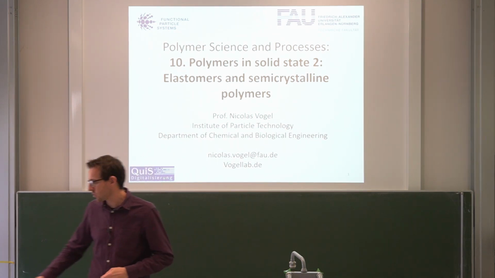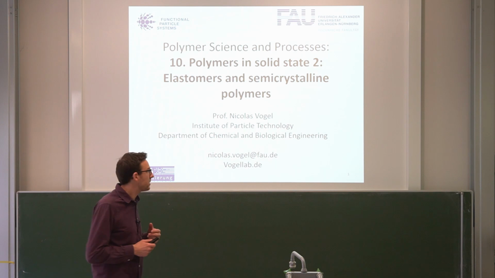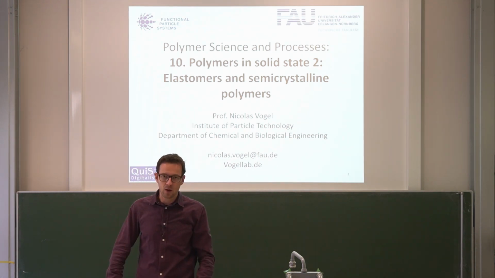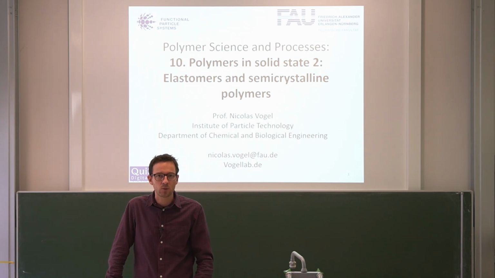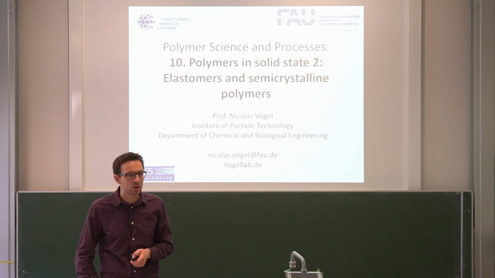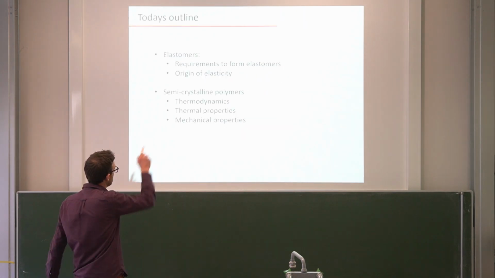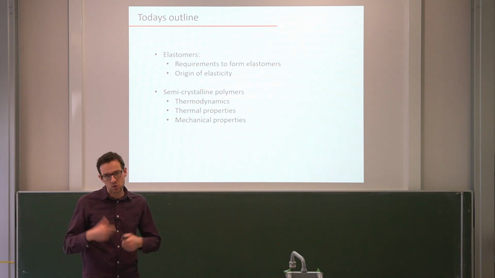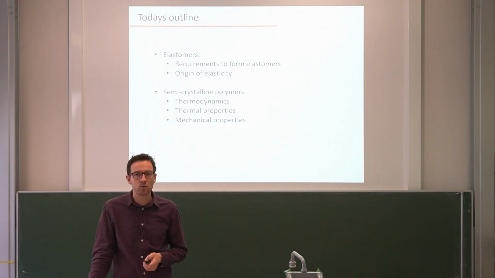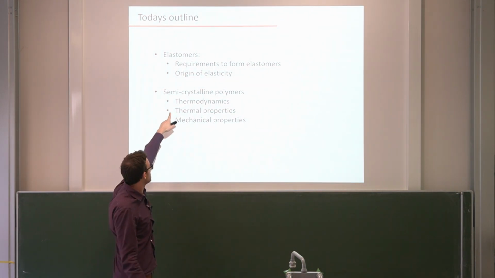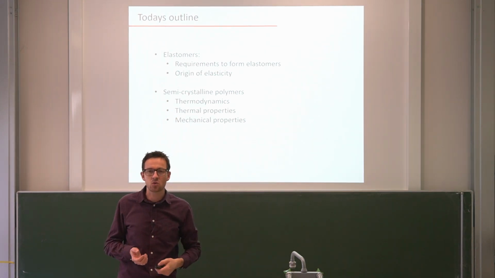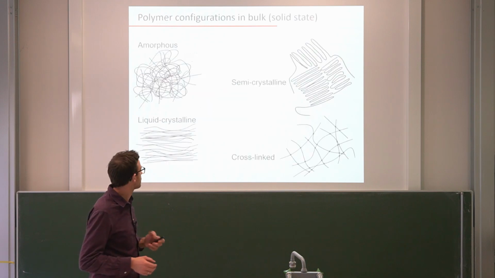Okay, so today we want to move a little bit further and discuss the consequences in terms of elastomers, and why it can also be important to have crystalline domains within a polymeric material. So this is what's on the agenda today. We look at thermodynamics, especially of polymers, of elastomers and of semi-crystalline materials, and then we will try to see how this translates into macroscopic properties.